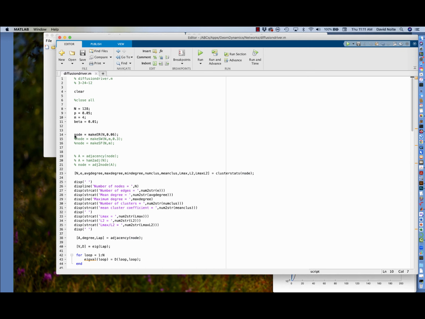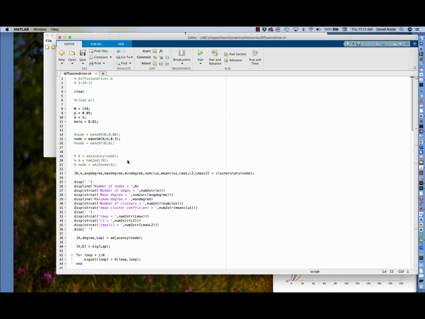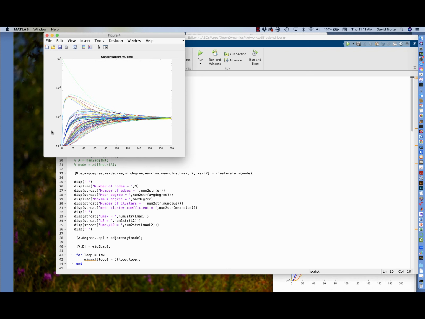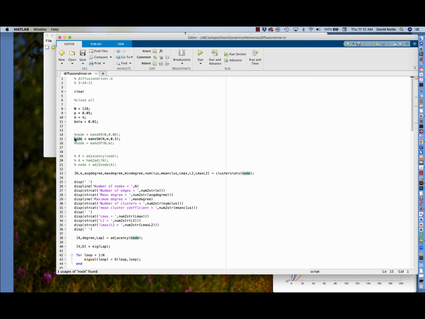Okay, so now let's go to a small world with roughly the same average degree. And we'll see that in fact this is a little bit slower, that it's going down about an order of magnitude at maybe closer to about 35, and so it's a little bit slower. So the small world is a little slower diffusing out. Now the rewiring probability was 30%. That's fairly high, but it is showing that it's slower than the ER. And again, this is the diffusion or the concentrations on all the different nodes. Let's look at the scale free then.